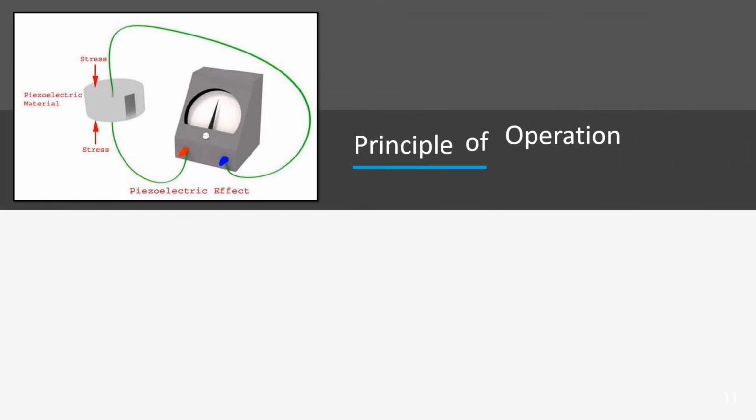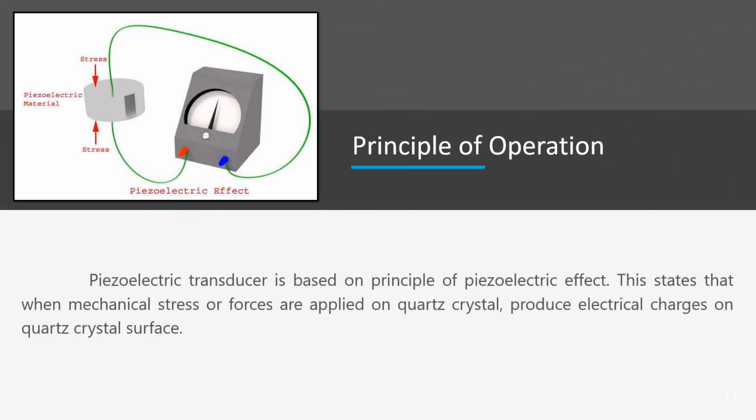Principle of operation. A piezoelectric transducer is based on the principle of the piezoelectric effect. This states that when mechanical stress or forces are applied on a quartz crystal, it produces electrical charges on the quartz crystal surface. The rate of charge produced will be proportional to the rate of change of mechanical stress applied on it. The higher the stress, the higher the voltage. Again, the higher the stress, the higher the voltage.